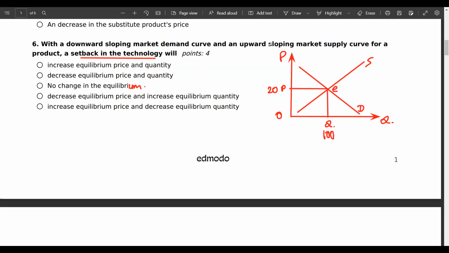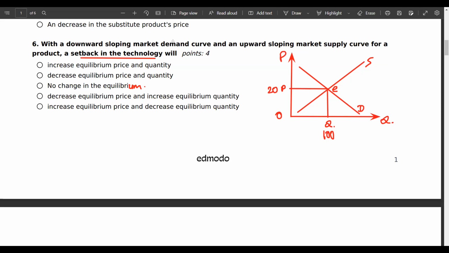Future expectation of price, number of sellers in the market, cost of production, that is the cost of input, price of inputs. Along with that, you have technology also as a factor that will affect supply. In this case, they are saying there's a setback in technology. Technology is not improving, it's the opposite. That means whatever technology the producer had earlier, it's not there anymore.